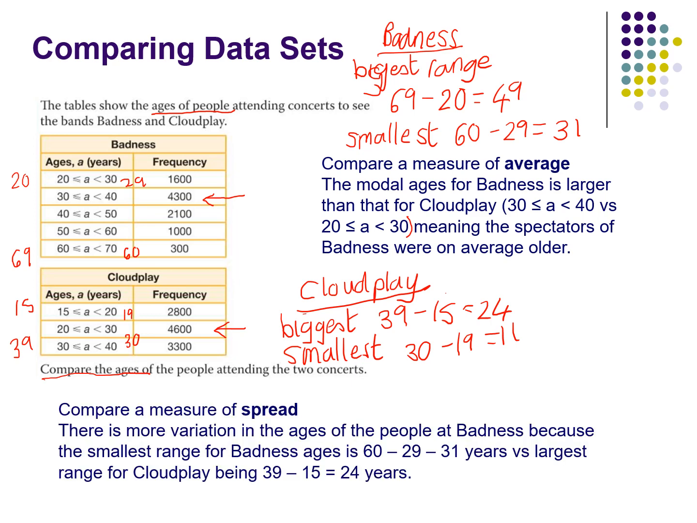So when we're looking at putting it in context, there is more variation in the ages of the people at badness because the smallest range is 31 versus the largest range for cloud play being 24. So this is your in context bit. There's more variation in the ages. So that is what you're looking to say to make sure that you get all of the marks for this question. Right, hopefully that's all made sense to you.